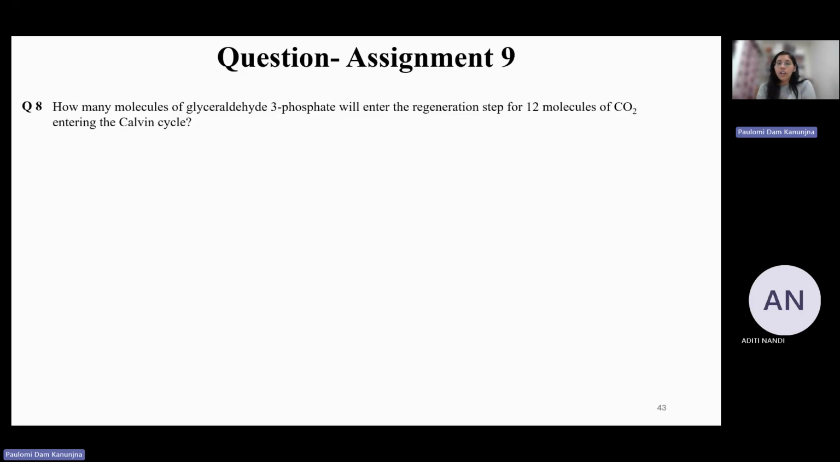It's not that difficult. The next kind of question is that you have 12 molecules of carbon dioxide incorporated into the Calvin cycle. How many of these molecules will enter the regeneration step? What you need to remember is the carbon assimilation Calvin cycle graph, and try to remember how many, per carbon dioxide, actually go into regeneration.